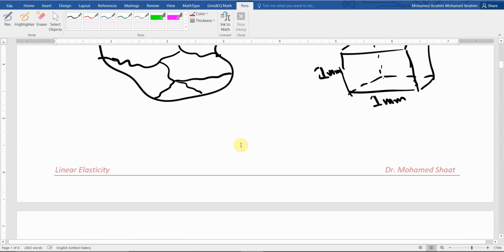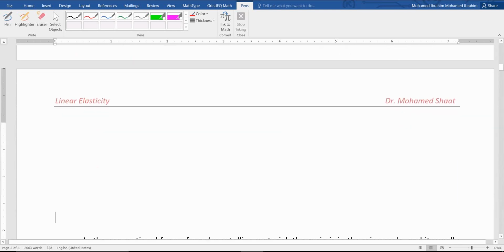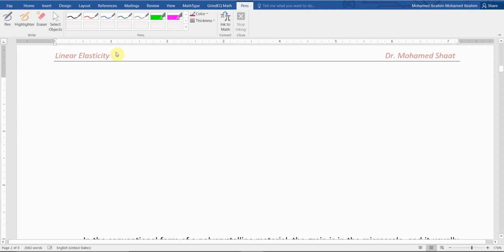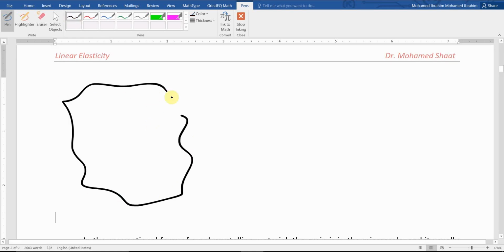How about if we consider another example, like a single crystal material? If you remember also from the material science class, a crystal is a composition of so many atoms.